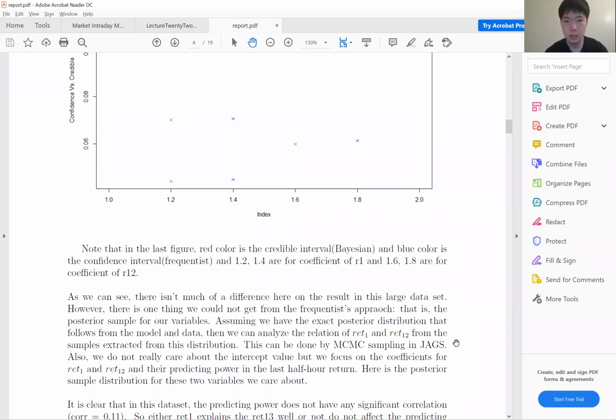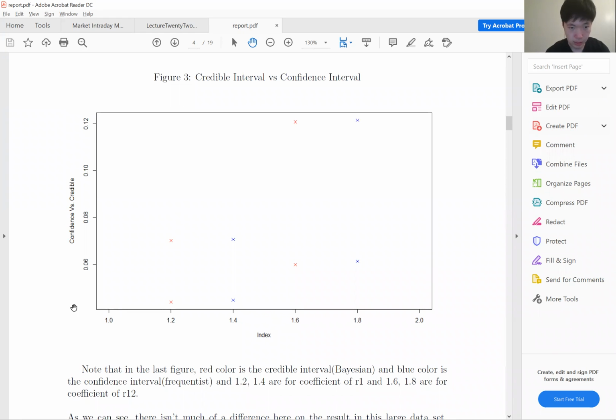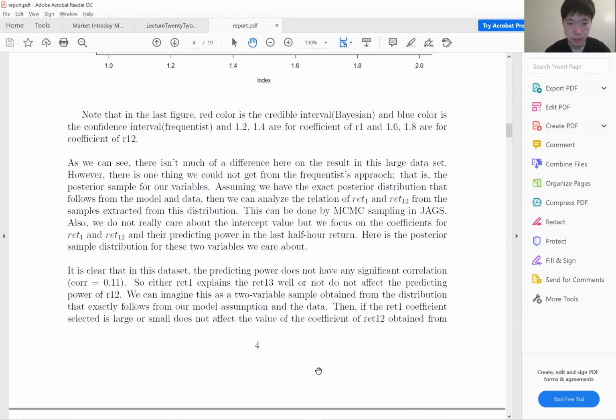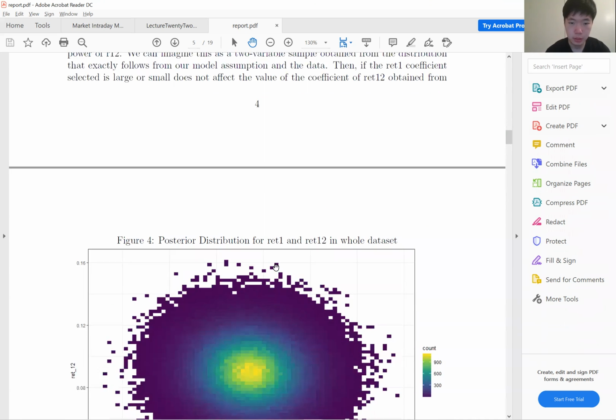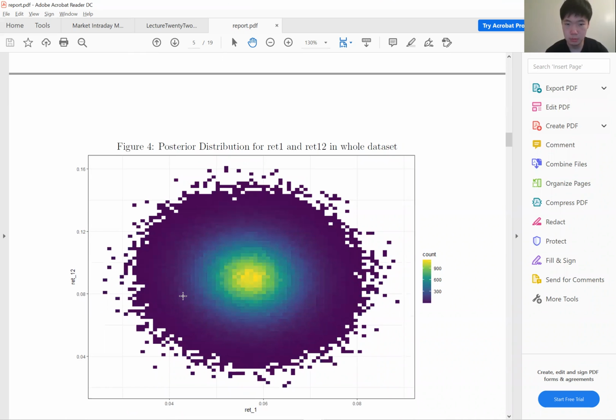There's another thing that is significant here: all the coefficients are well above 0, meaning that R1 and R12 are very likely to be in the same direction as R13. And also, in the Bayesian framework, I am able to obtain the posterior distribution for the coefficients of R1 and R12. As we can see, they look quite independent, right? It looks like a bivariate normal with a small correlation.